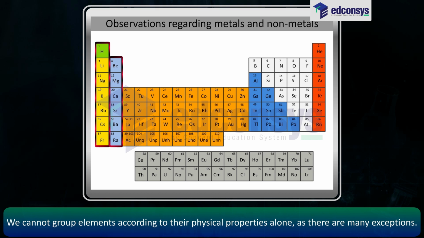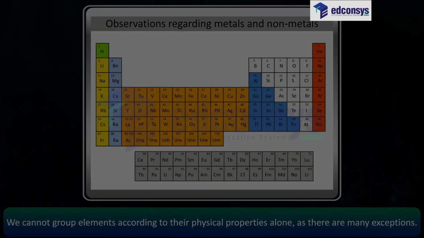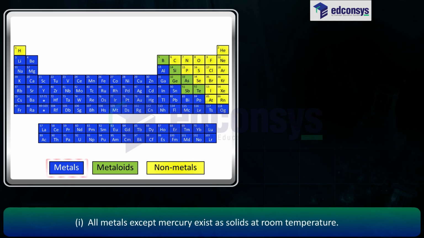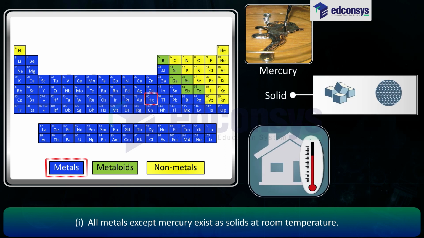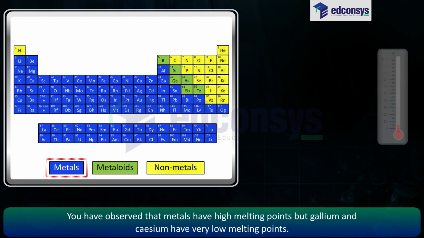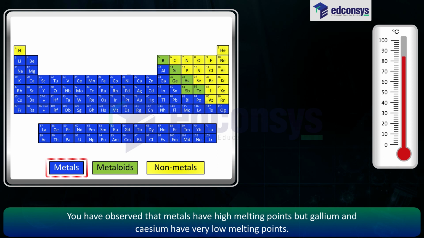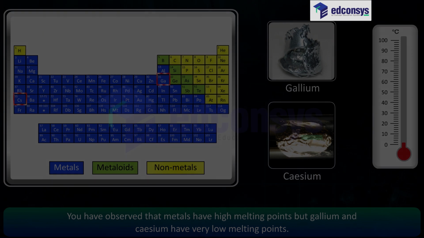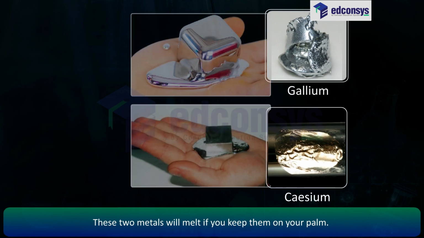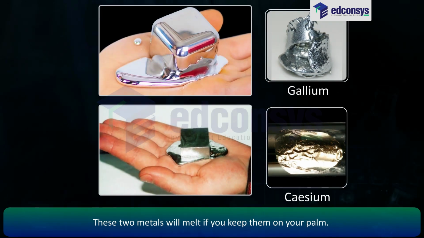We cannot group elements according to their physical properties alone, as there are many exceptions. For example, first, all metals except mercury exist as solids at room temperature. You have observed that metals have high melting points, but gallium and caesium have very low melting points. These two metals will melt if you keep them on your palm.